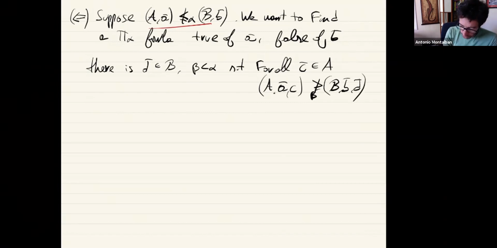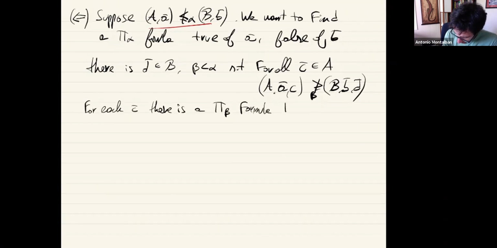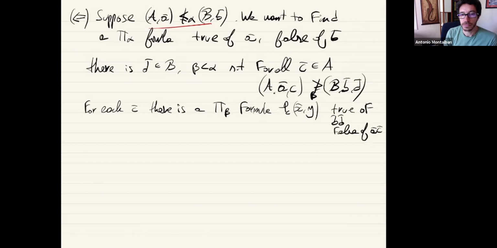But then, by the induction hypothesis, we know that for each such C, there is a pi beta formula, let's call it phi sub C of x comma y, that is true of B, D but false of A, C. So it's true here but false here.